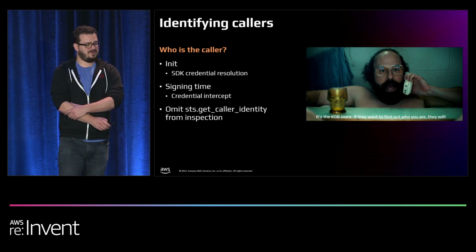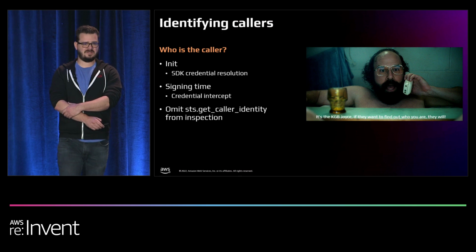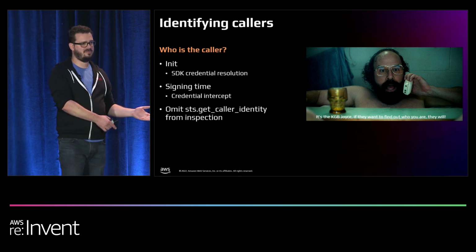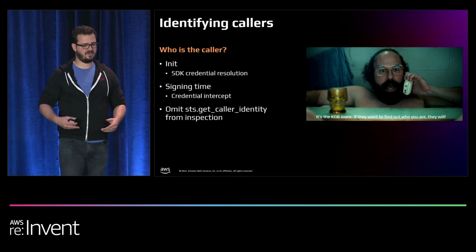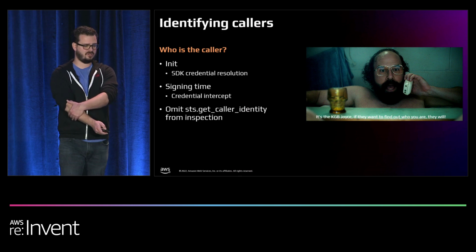One thing we had to make sure we do is to omit STS get caller identity from our own inspection. Since the instrumentation is making that call, if the instrumentation was also catching it, it could very easily lead to accidental recursion.